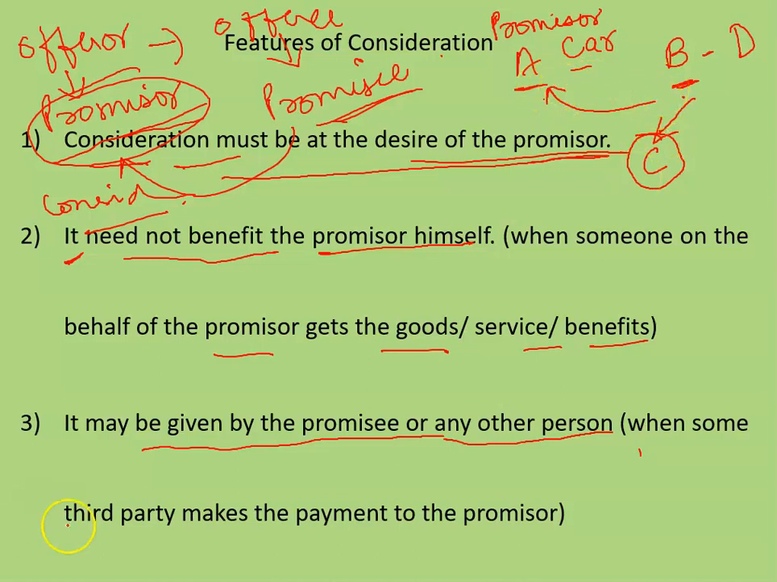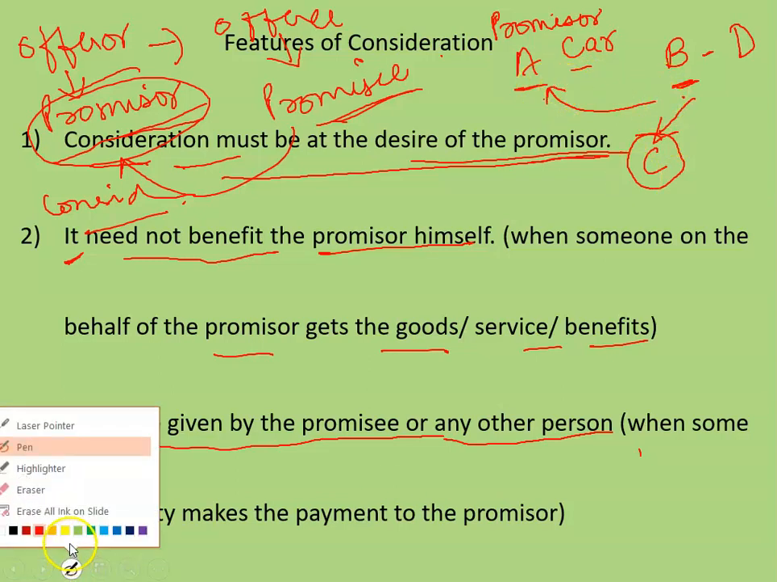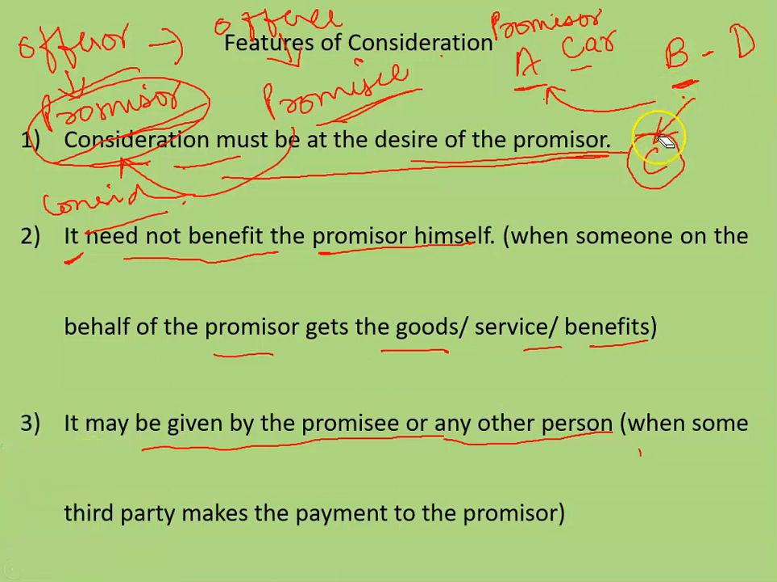Suppose now in this case, just a second, we erase the role of C here, right? There is no need of this role, and we come to one of the parties whom B is aware of. Once A is selling the car to B, the payment has to be made by B, but instead of B, the payment is made by someone else. B is saying to A that D will make the payment to you. So this is what it means: consideration may be given by the promisee.